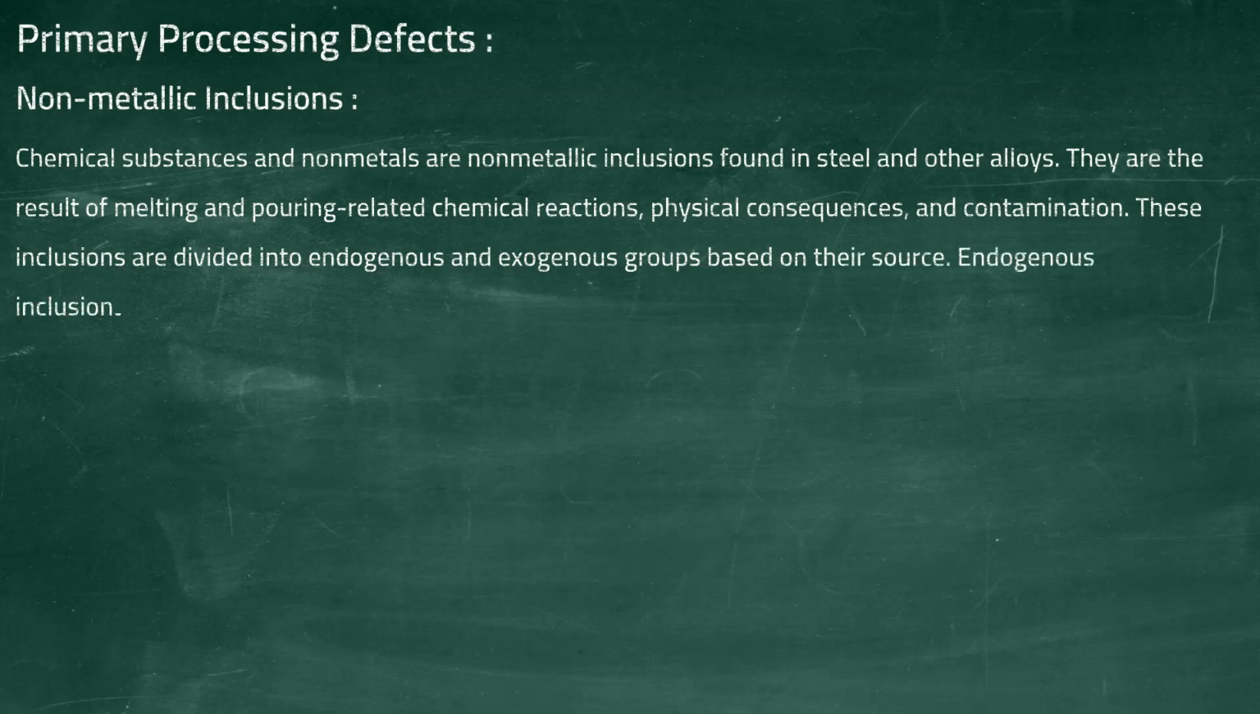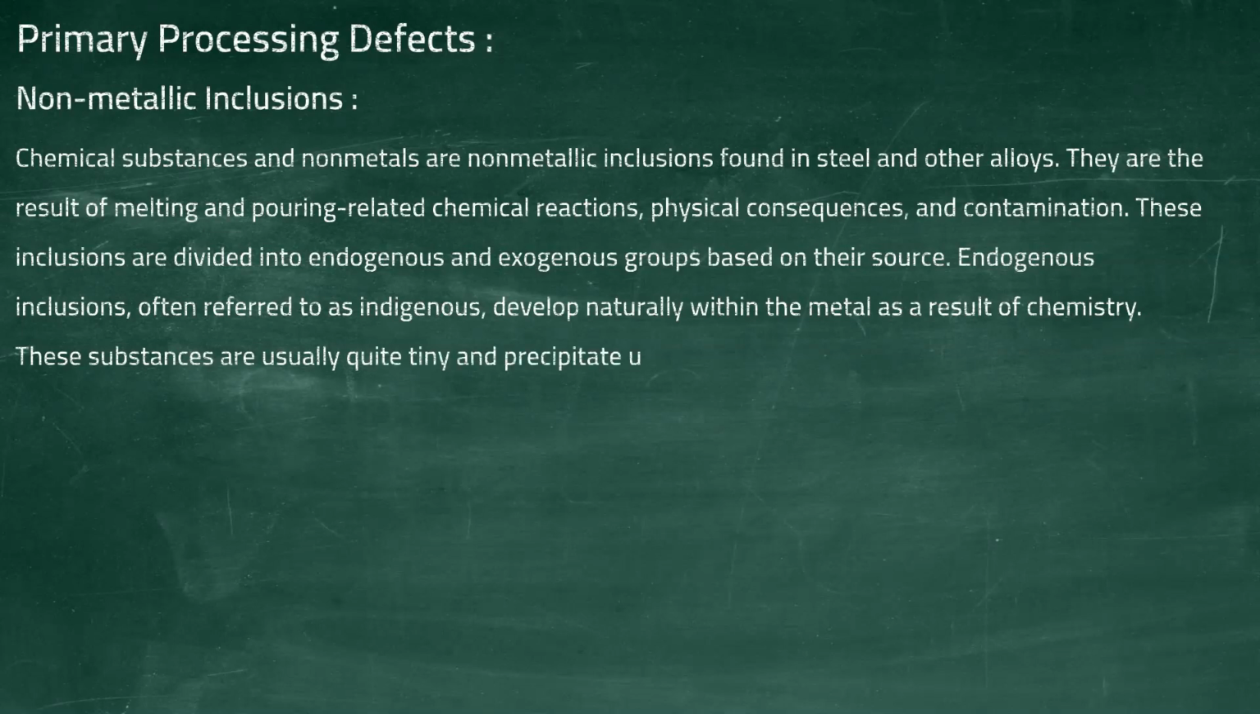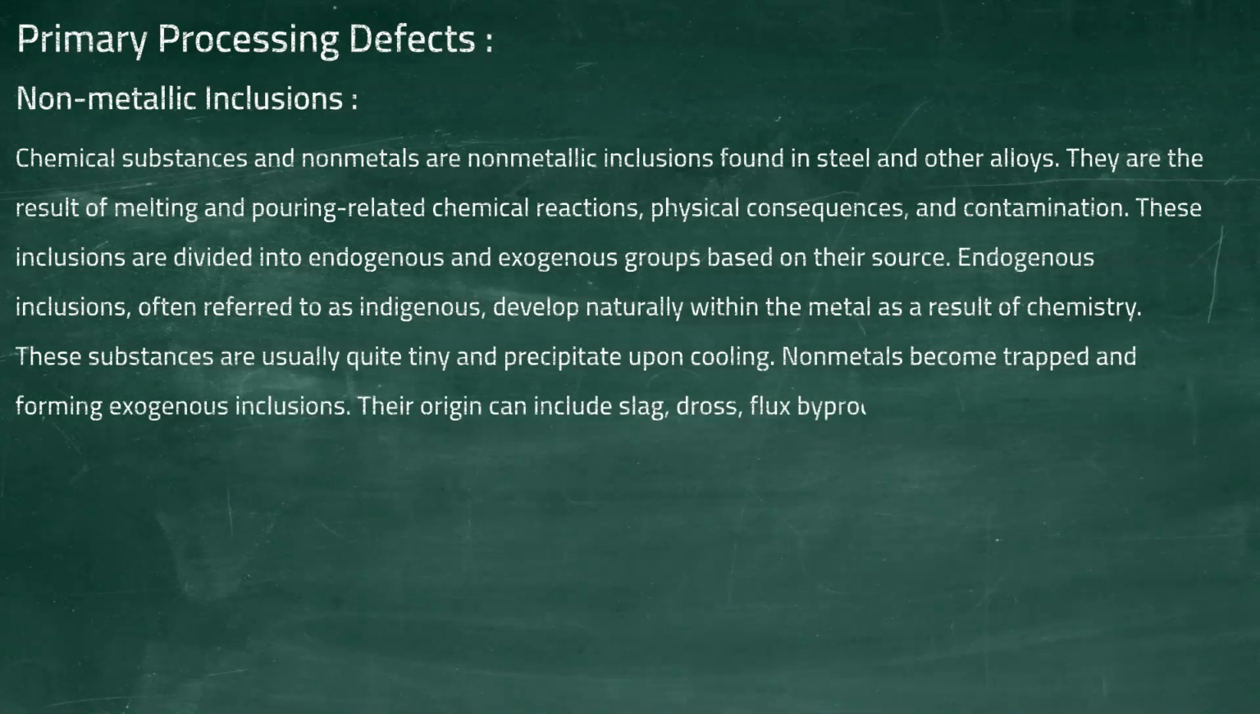Endogenous inclusions, often referred to as indigenous, develop naturally within the metal as a result of chemistry. These substances are usually quite tiny and precipitate upon cooling. Non-metals become trapped, forming exogenous inclusions. Their origin can include slag, dross, flux byproducts, and mold fragments, and their size varies widely.